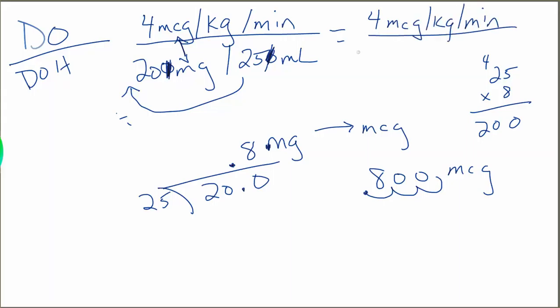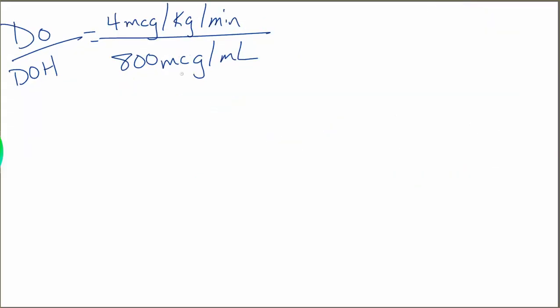And our dose on hand is 800 micrograms per milliliter. Okay, let me clean the page up. So now this looks a little bit more familiar, but we've still got this sketchy stuff going on up here. I always take this opportunity to figure out how much medication per kilo.